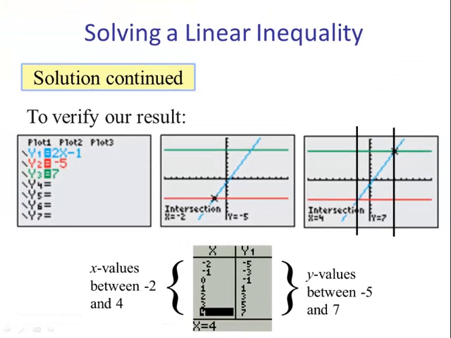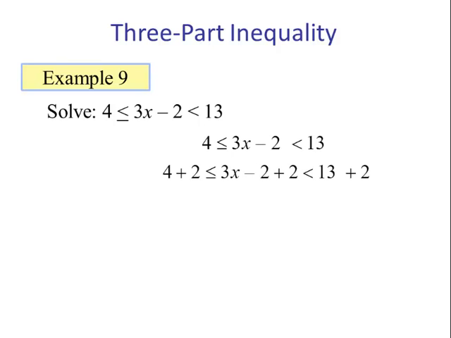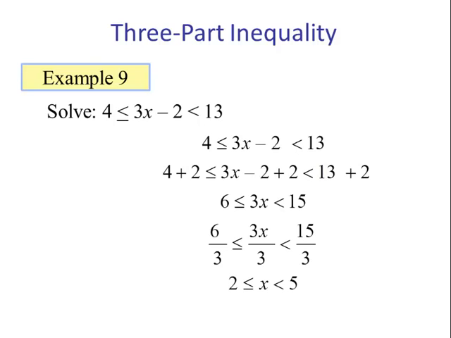Let's do another example. Example 9. 4 ≤ 3x - 2 < 13. Our first step, we want to add 2 to all parts. We get 6 ≤ 3x < 15. Divide by 3. We have 2 ≤ x < 5. And in interval notation, that's bracket 2, comma 5, parenthesis.